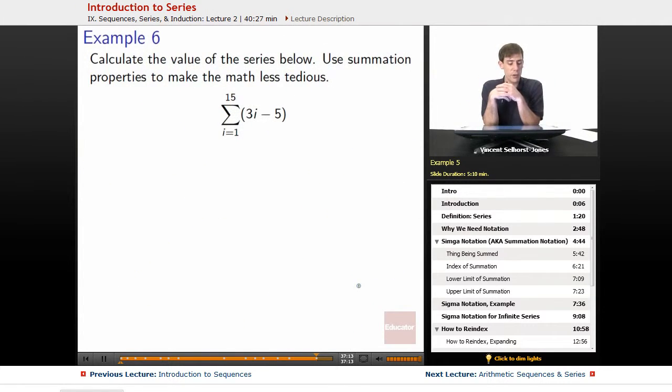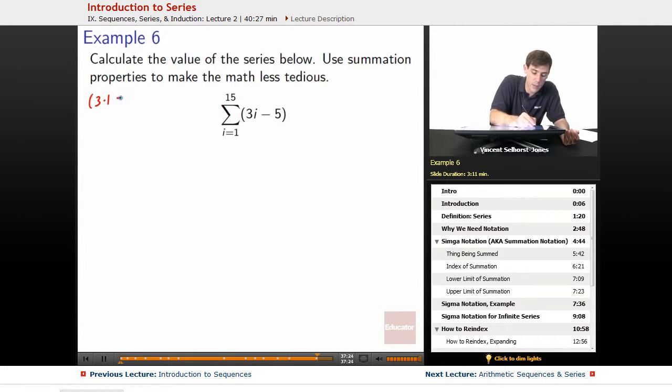All right, final example: calculate the value of the series below. Use summation properties to make the math less tedious. So we could just do this by hand, right? We could go, all right, so we've got 3 times 1 minus 5 plus blah, blah, blah, plus all the way up to 3 times 15 minus 5.